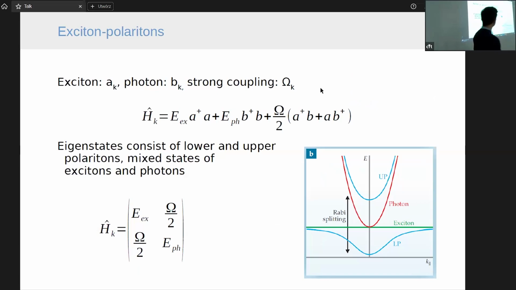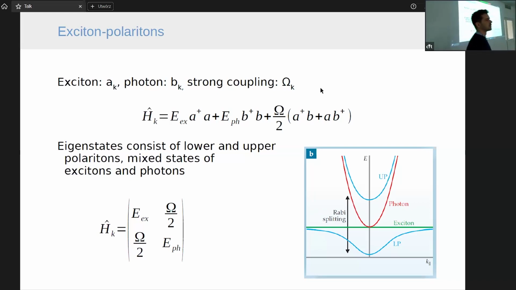So the basic Hamiltonian that describes this exciton-photon pair looks like this. This is the simplest possible form. You have some energy of excitons, you have energy of photons, and you have coupling between them given by the so-called Rabi splitting. You can easily diagonalize this Hamiltonian and find the eigenstates of the system by finding the eigenstates of such a simple 2x2 matrix. And then you will get such dispersion of lower and upper polaritons.